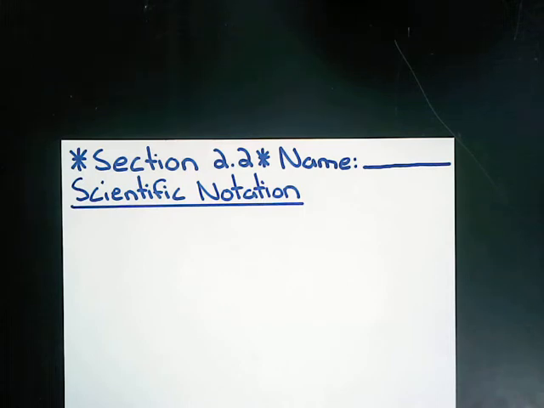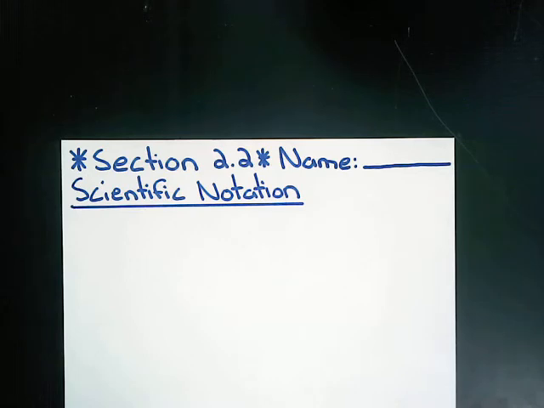Today what we're going to be talking about is section 2.2, which deals with scientific notation and dimensional analysis. Before I get into the details of these notes, I want to outline a couple of objectives that you should be able to meet by the end of this video. Objective number 1, express numbers in scientific notation. And objective number 2, use dimensional analysis to convert between units.